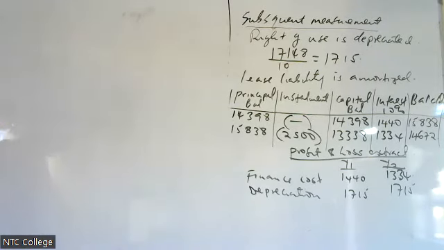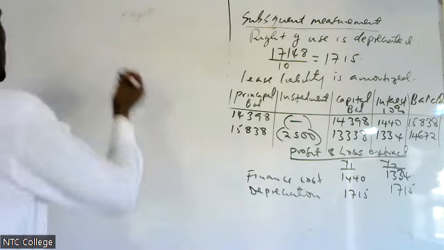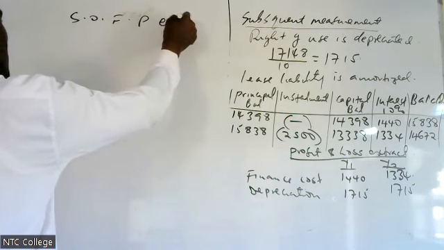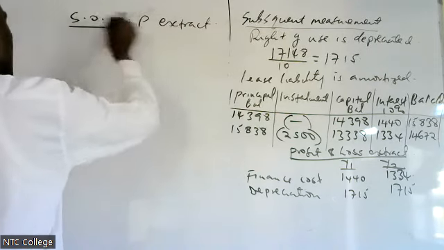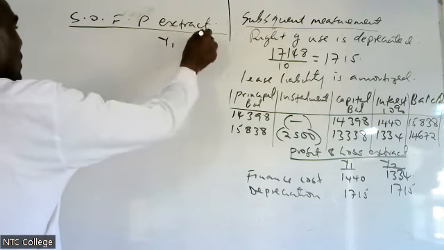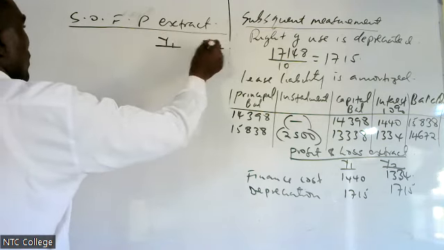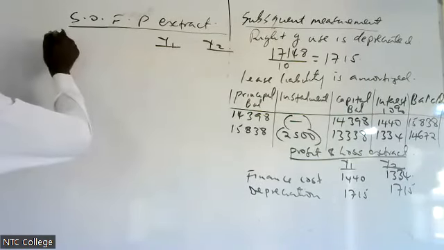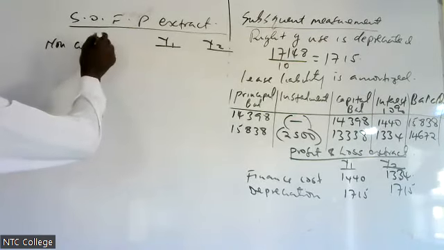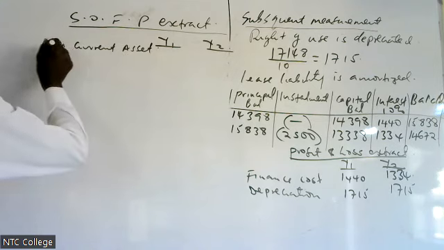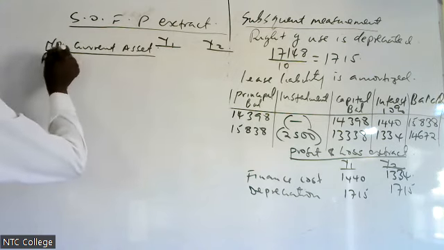Now, I go to balance sheet extract. Statement of financial position extract, that is the balance sheet extract. I have year 1, year 2. Then I come to non-current asset. I have the right of use.